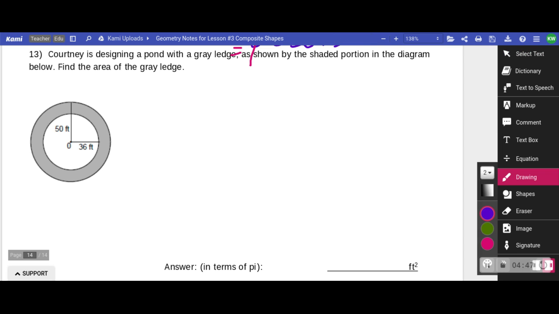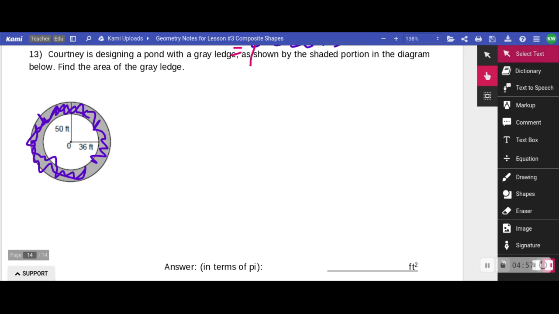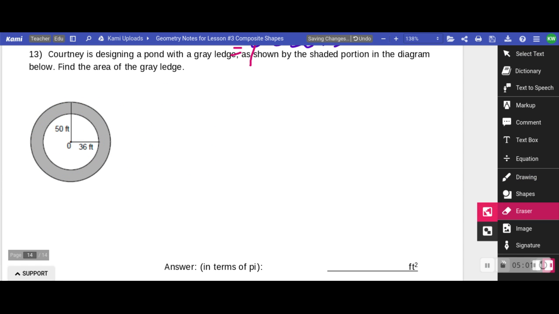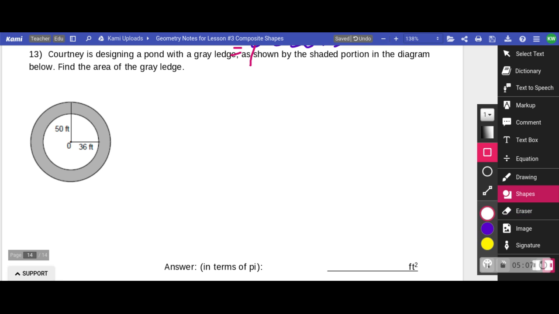Now, if we're looking just at the gray ledge, we're going to see that the gray ledge makes a kind of a ring around this pond. And I don't know the formula for a ring, so I'm going to have to use the formulas of the basic shapes that I do know. And the two basic shapes that I see here that make that ring are a big circle.